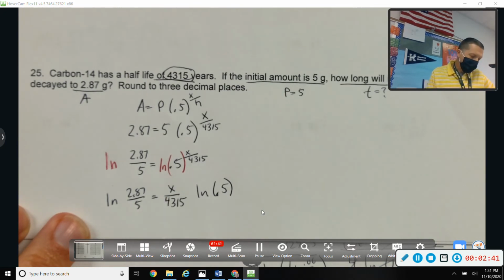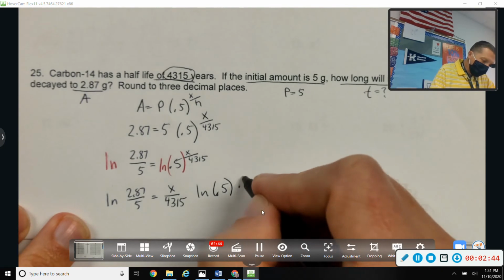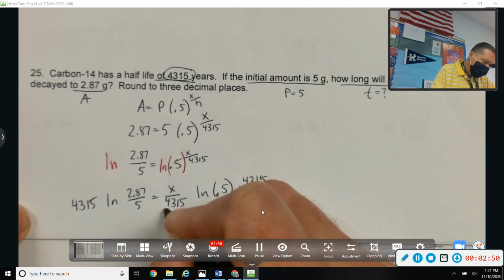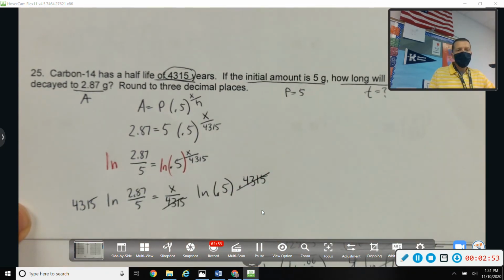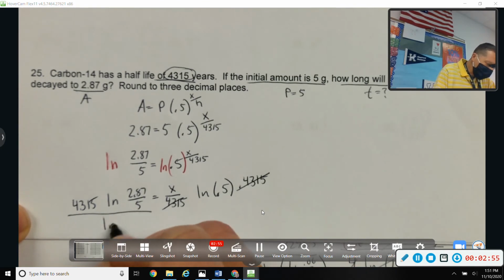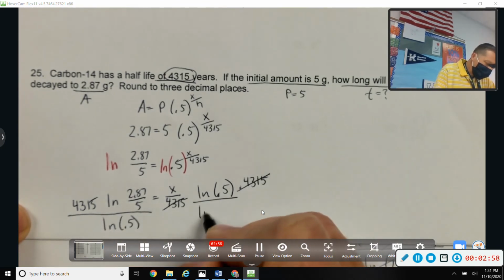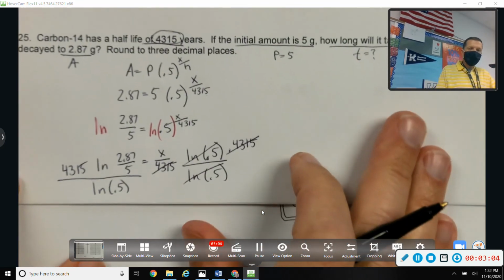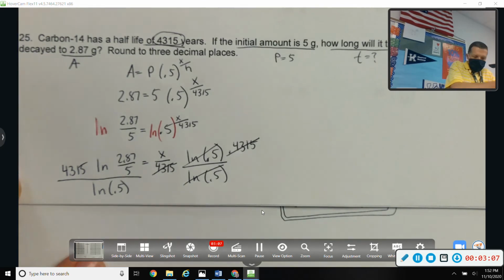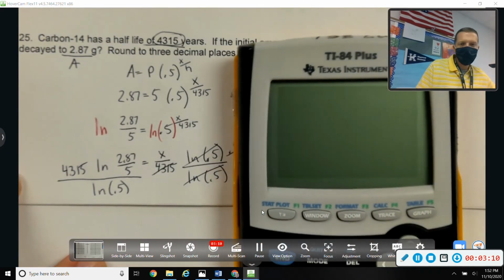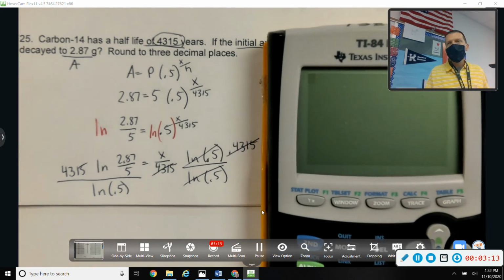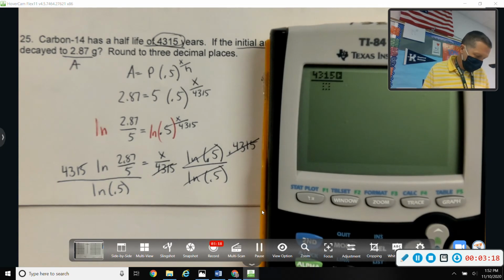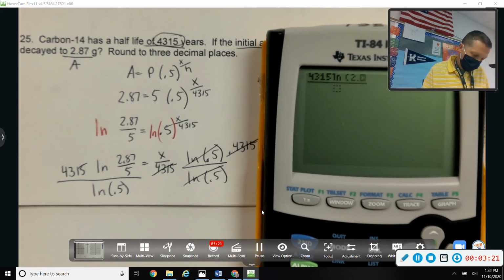So if I want to get X by itself, I think I would multiply by 4315. And then divide by natural log of 0.5. And that would leave X by itself. Put it in the calculator very carefully. Again, that's probably one I would use the fraction bar on. If you're comfortable without it, that's fine too. But it seems like a safe way to go to be careful of all the parentheses.